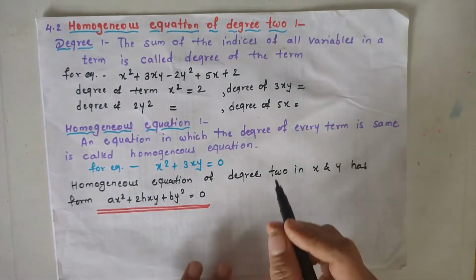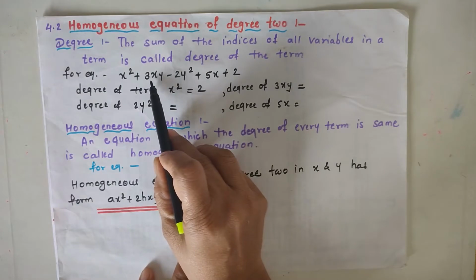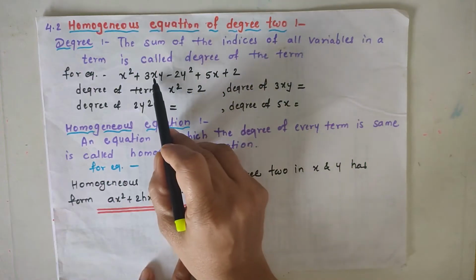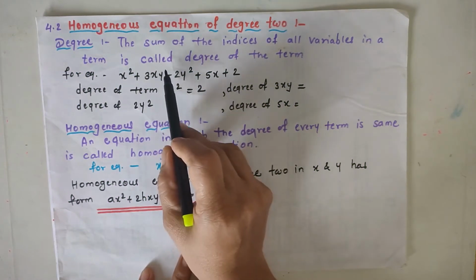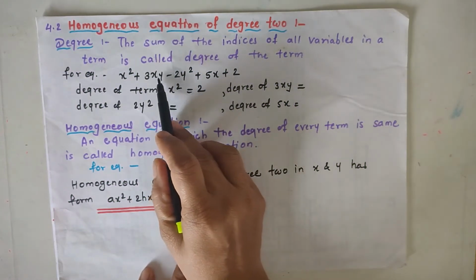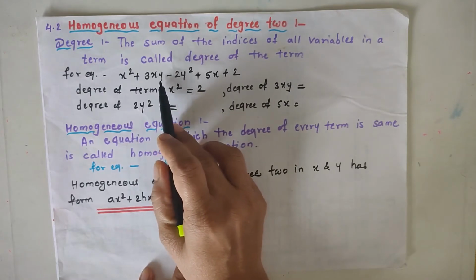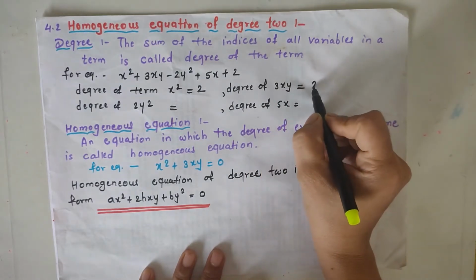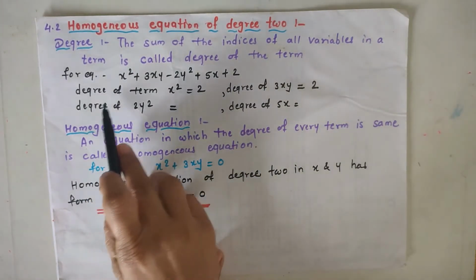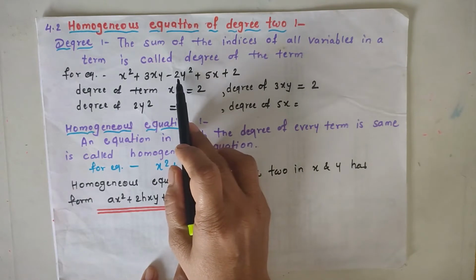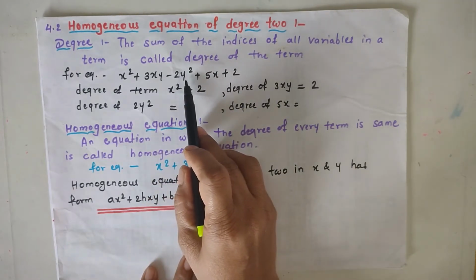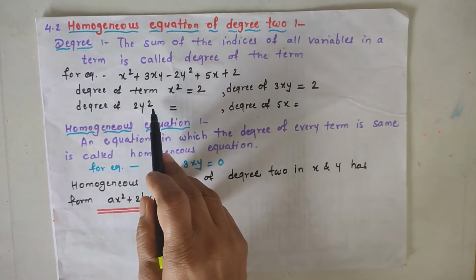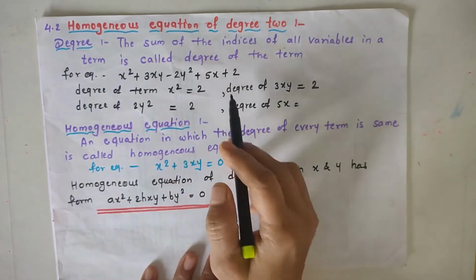2. Now in the second term, there are two variables x and y, and the index of x is 1 and of y is 1, and the sum of the indices of these two variables is 1 plus 1 is equal to 2. So degree of 3xy is equal to 2. Now the third term is 2y square. Here y is only one variable and the index of y is 2. So degree of 2y square is equal to 2.